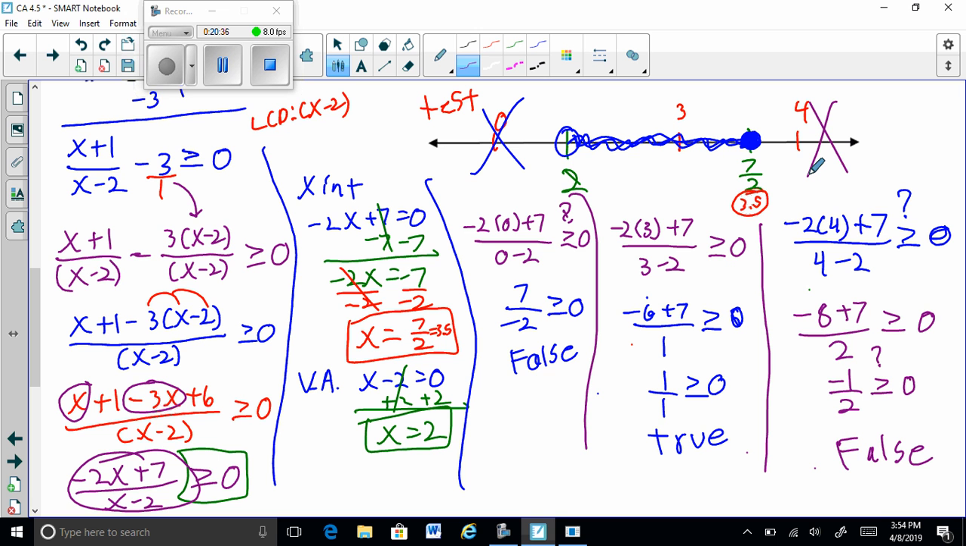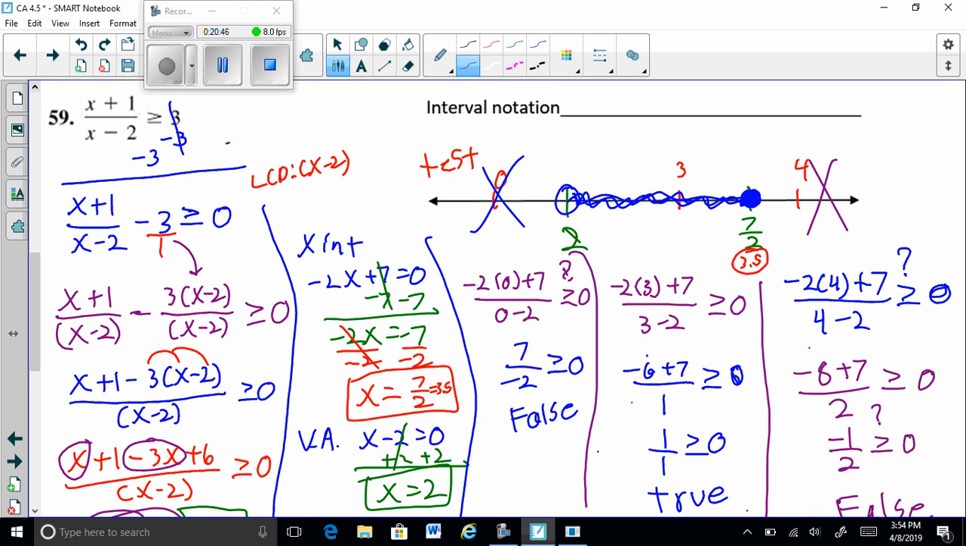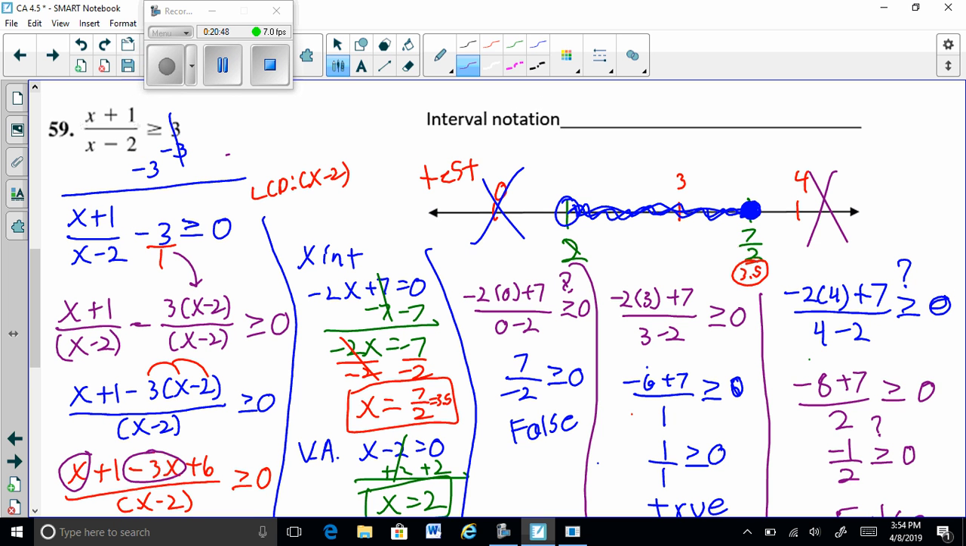Okay, so now what we want to do is convert that to interval notation. Okay, so that should be pretty simple. 2 is not included, and 7/2 is. So we'll bracket that in. There we go.